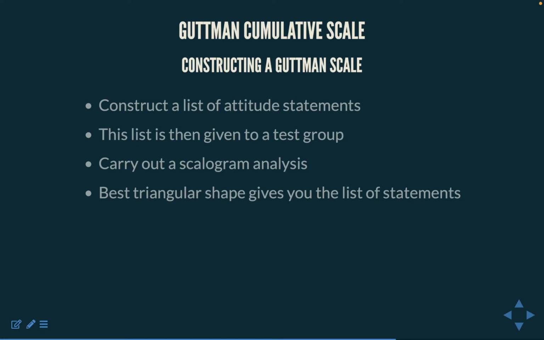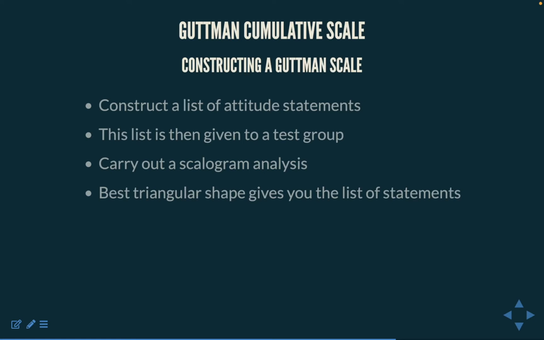scalograms begins in the same way as the previous two attitude measures, but then varies. Construct your list of attitude statements relating to your research question. Done as with everything else using your literature review and research objectives. You need around 80 to 100 statements in the initial pool.